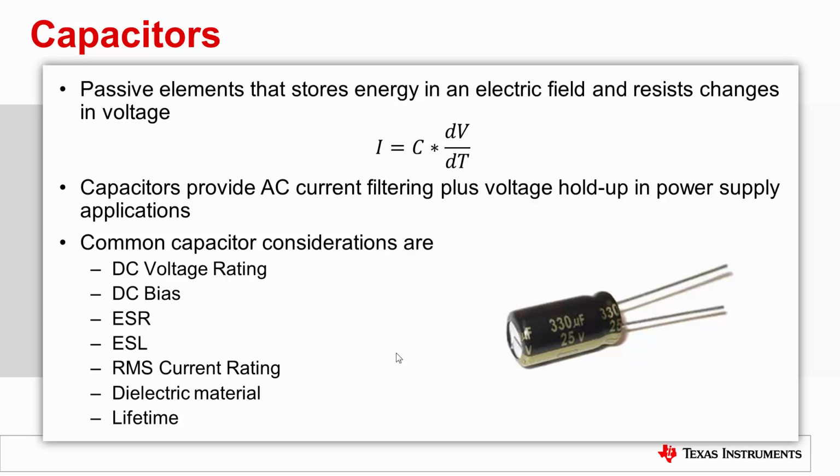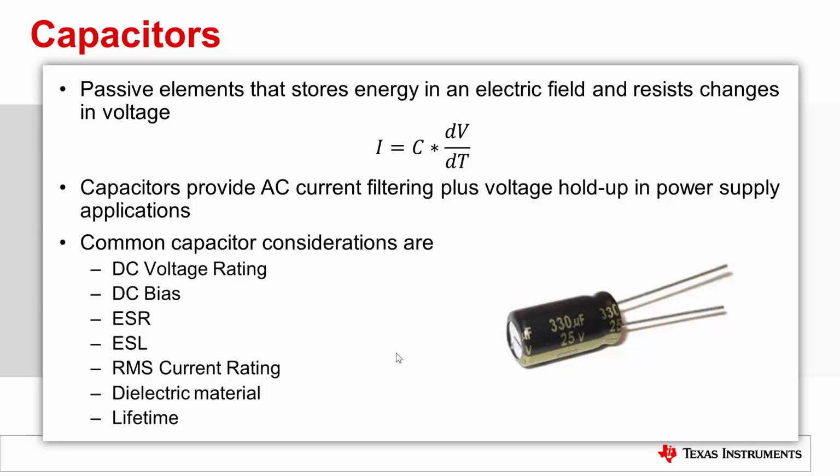A capacitor is a passive element that stores energy in an electric field and resists changes in voltage. A capacitor acts like an open circuit at DC voltage and a short circuit at high frequencies. The capacitor's main function is to provide AC current filtering and voltage holdup in power supply applications. There are several capacitor considerations that require attention when designing your power supply.